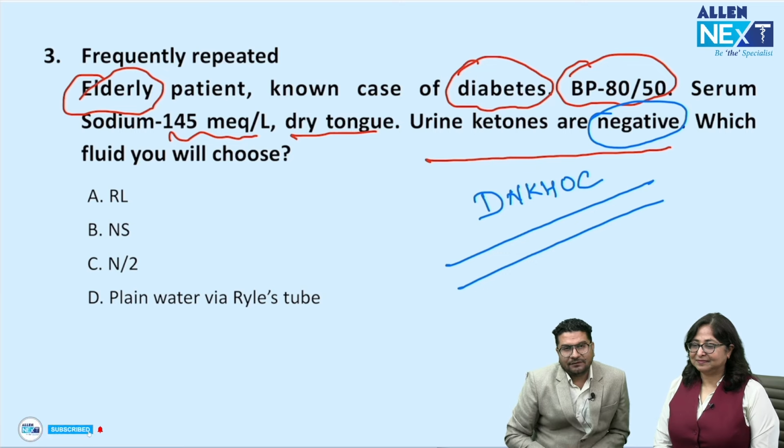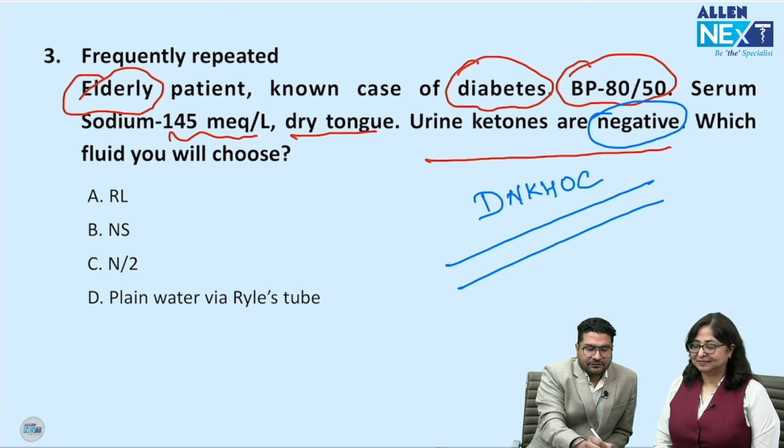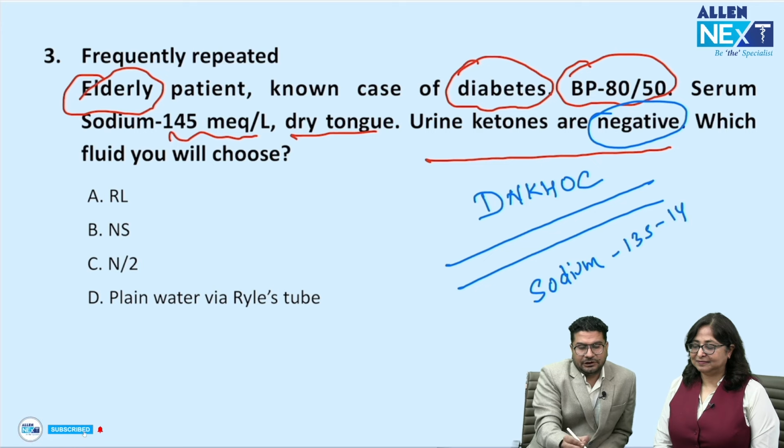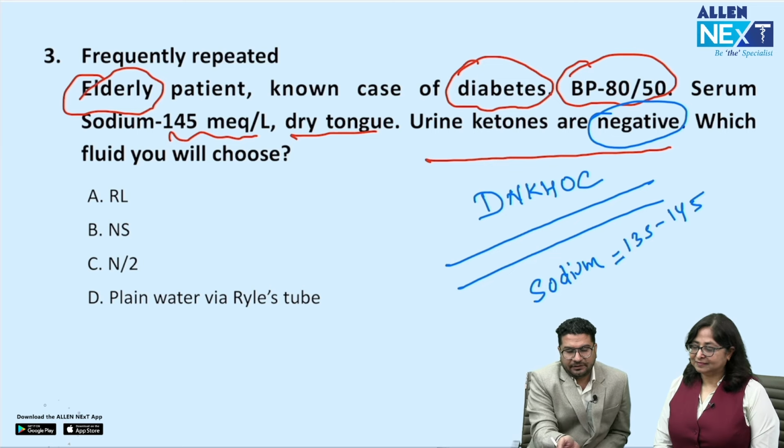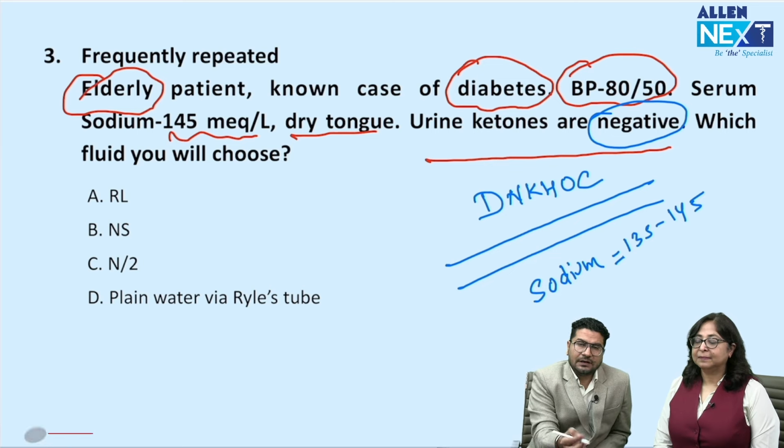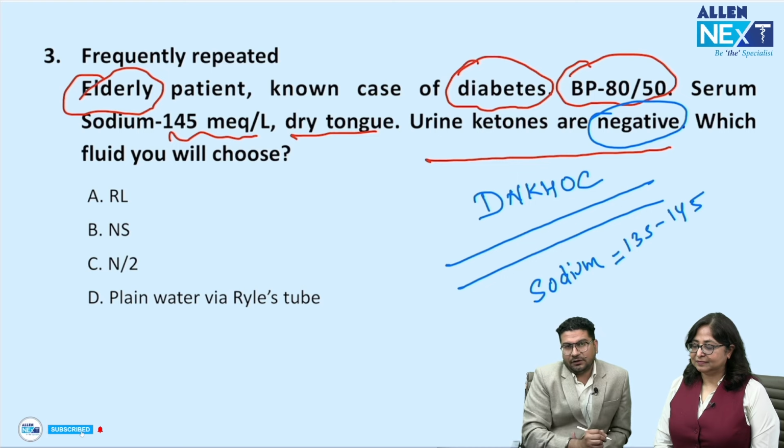So now you have two things in your brain. You know the normal sodium value. So the normal sodium value is 135 to 145 milliequivalent per liter. This is the normal range. So anything less than 135 is called hyponatremia. Anything more than 145 is called hypernatremia. But these values are not important for us.